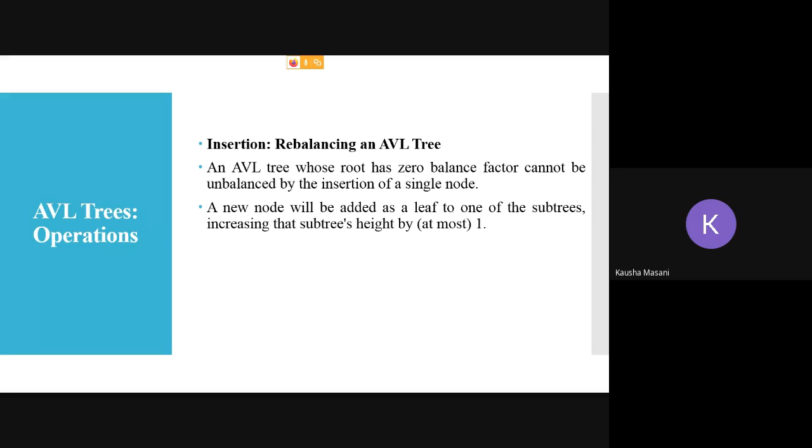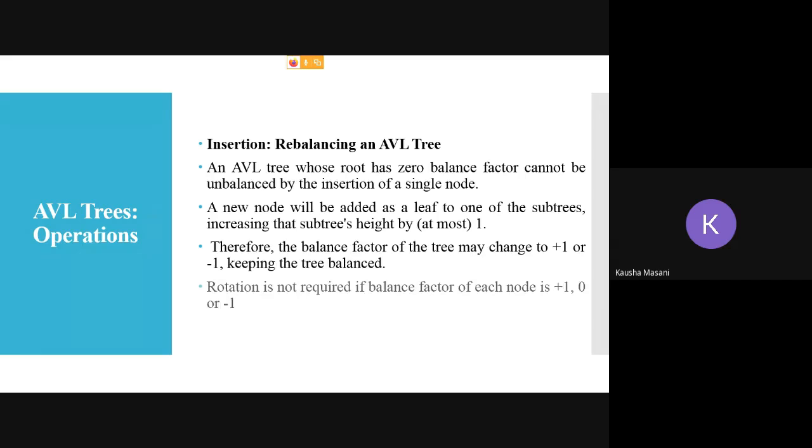Fine. If you add a node to such a subtree, then obviously it is going to increase the height of the subtree at most by 1, either on the right side or the left side, depending upon the value. Therefore, the balance factor of the tree will change to +1 or -1, thus keeping your tree balanced. Rotation is not going to be required because it is within the range +1, 0 and -1. So you won't need rotation.